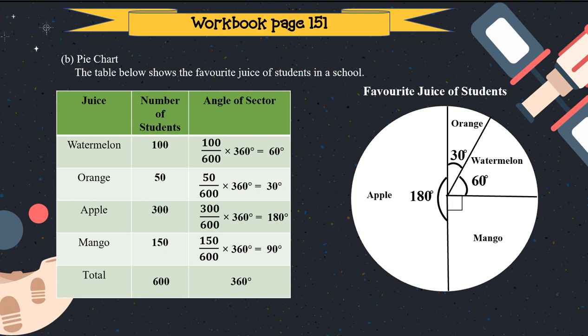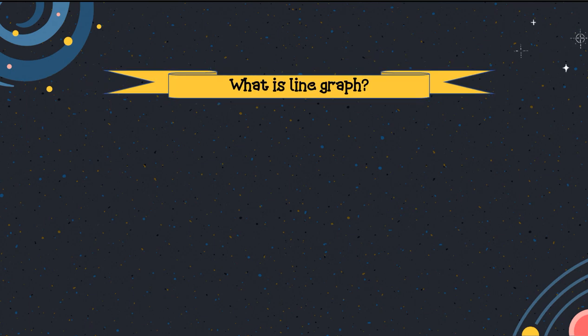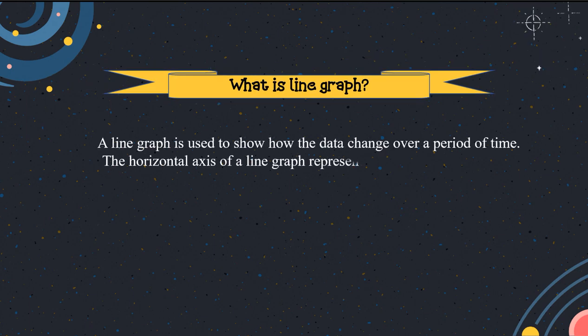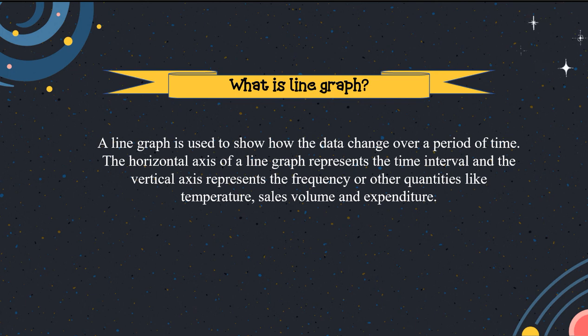Okay, so for today, we are going to learn about line graph. Okay, what is a line graph? A line graph is used to show how the data changes over a period of time. The horizontal axis of a line graph represents the time interval, and the vertical axis represents the frequency or other quantities like temperature, sales volume, and expenditure.